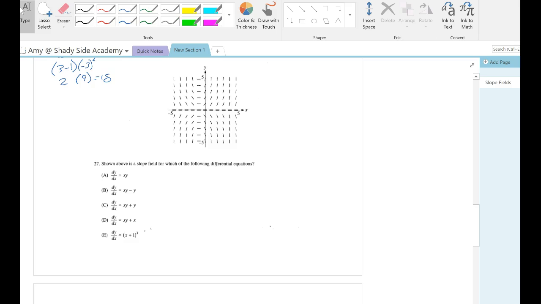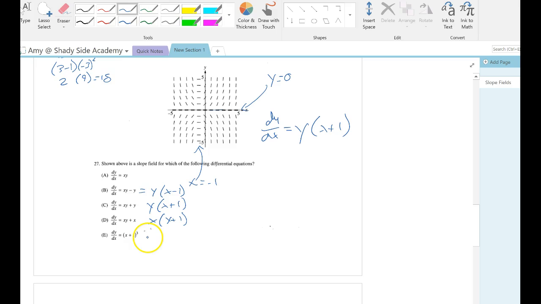We have the same basic idea here. Look for verticals and horizontals, and that's going to tell you your factors. I have a horizontal here at y equals 0, so I'm just going to have a y factor, and I have a horizontal here at x equals -1, so that's going to be x plus 1. Again, simplify these if you can: y(x minus 1), y(x plus 1), x(y plus 1), and that one we can't really simplify.